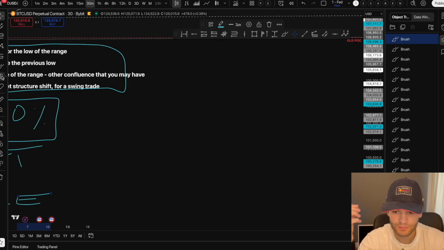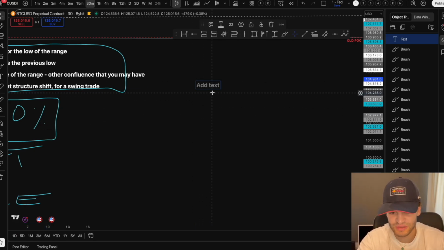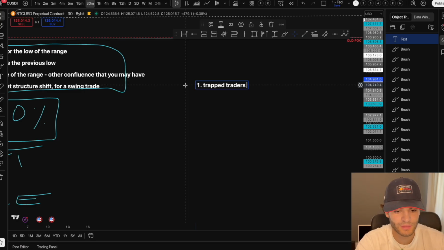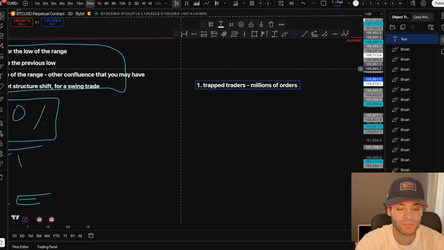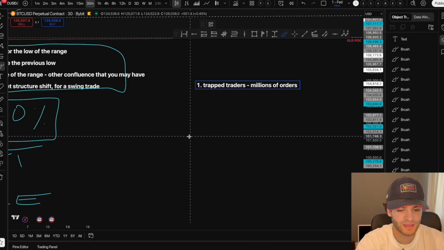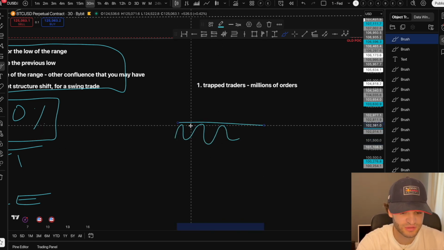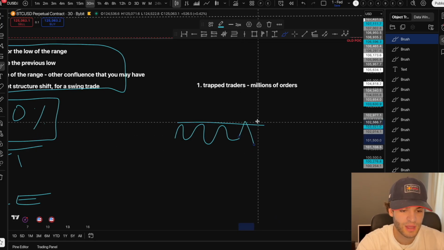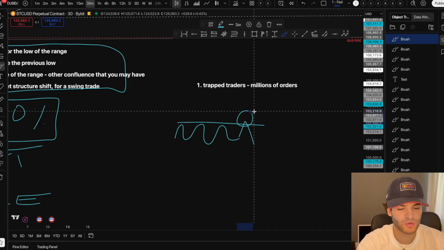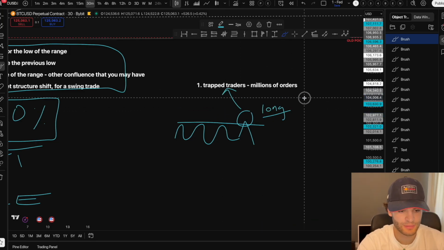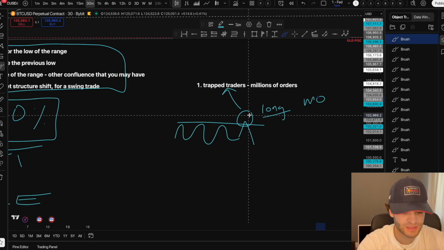But just to explain it logically, of course, you still want to see all these things. But then, one, you want to see trapped traders at your point of interest. So millions of orders. This means that if we have a range and we want to go short at the top here after SFPing like this, right here is where you want to see all these trapped traders, which in this case need to be long market orders. You want to see a bunch of these stuck at the top.